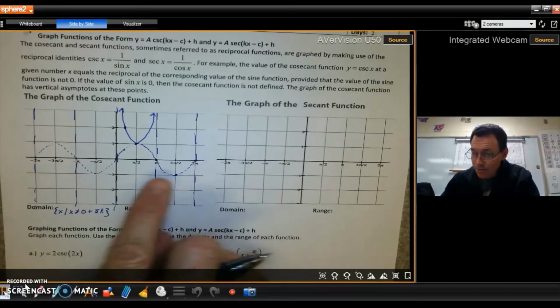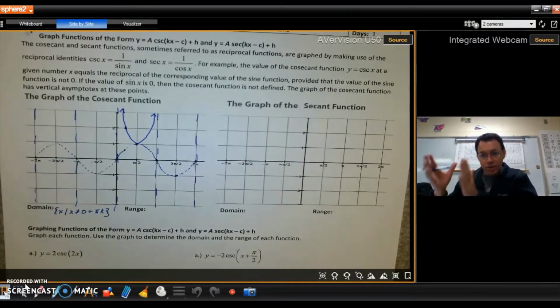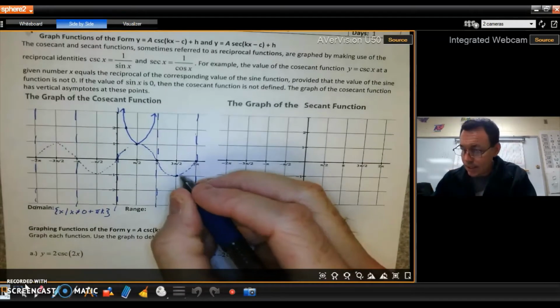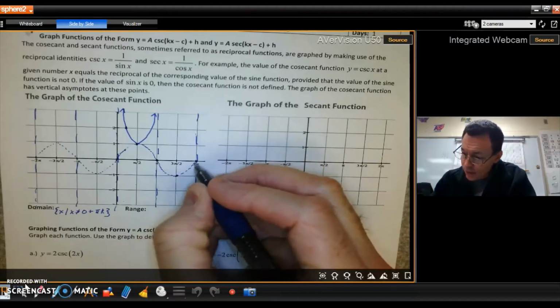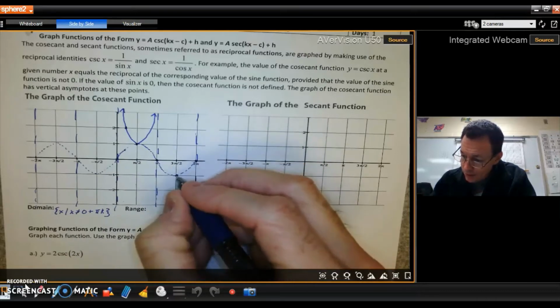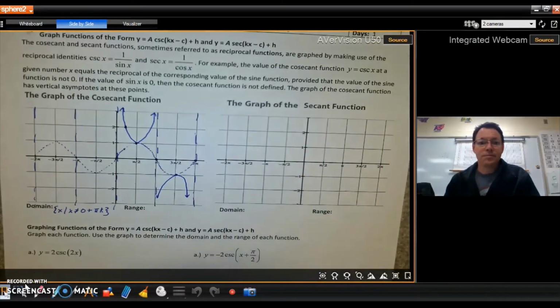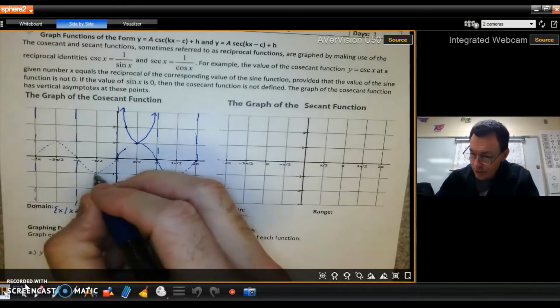Okay, everywhere you have these vertical asymptotes, that same thing is going to occur in between them. So down here, instead of the graph curving up and up, this is going to curve down and down. It's going to do the reciprocal of that. Okay, same thing over here.